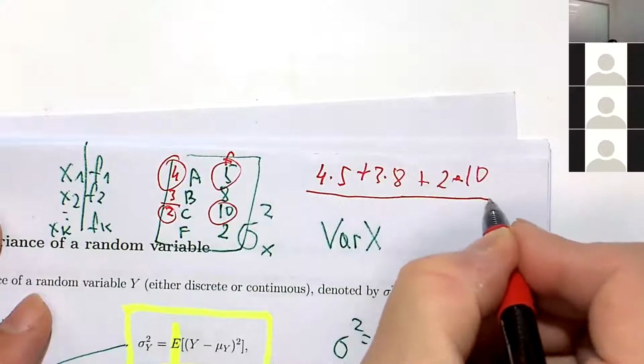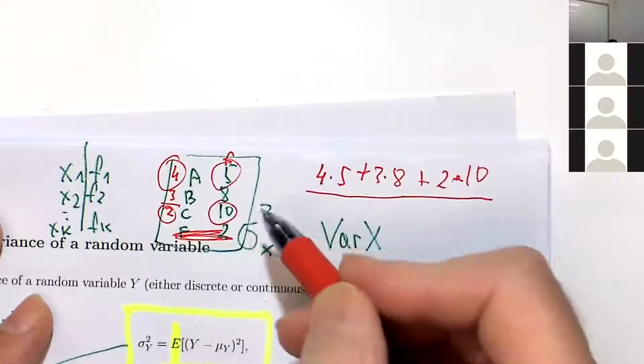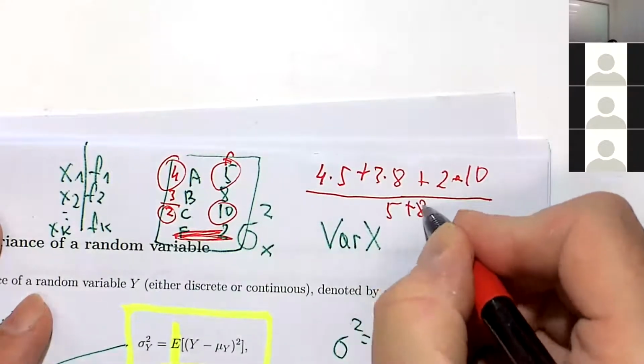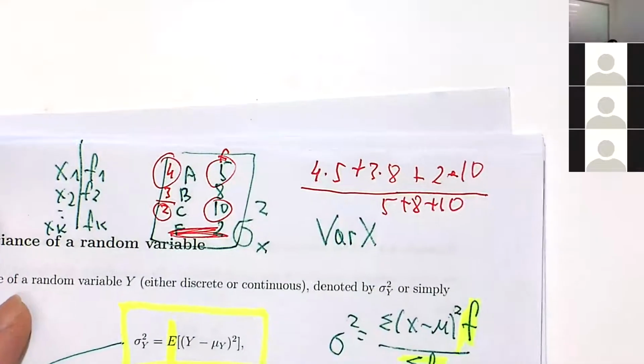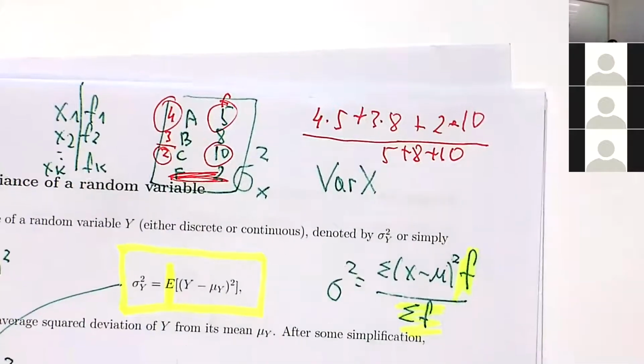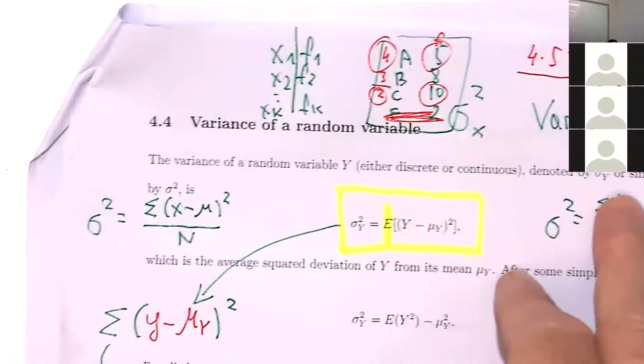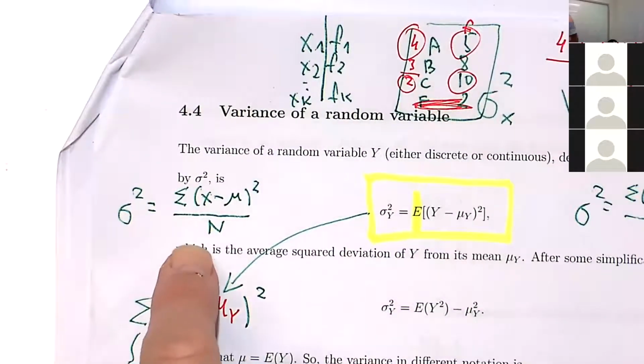And then you have to divide it by the sum of frequencies. In this case, if we disregard this f, it will be 5 plus 8 plus 10. So this is called weighted mean, or the mean in the case of frequencies. And the same applies with the variance. The formula for the variance without this on the left-hand side. So this formula here is if you don't have frequencies, if you have just raw data. All values are different.